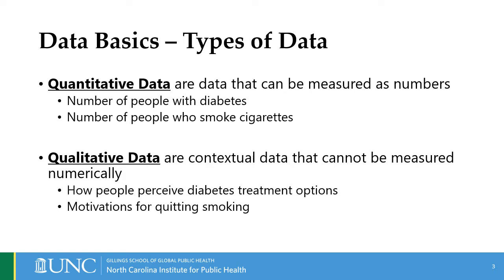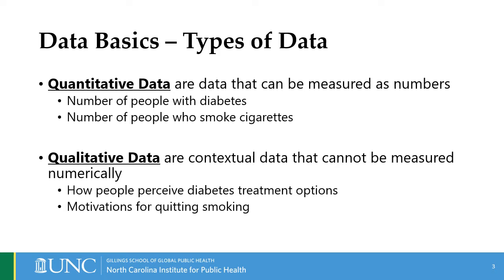In order to collect and interpret data, it's important to discuss common terminology used to describe data. We can differentiate data into two forms, quantitative or qualitative. Quantitative data can be measured as a number. For example, we can count the number of people with diabetes or the number of people who smoke cigarettes.